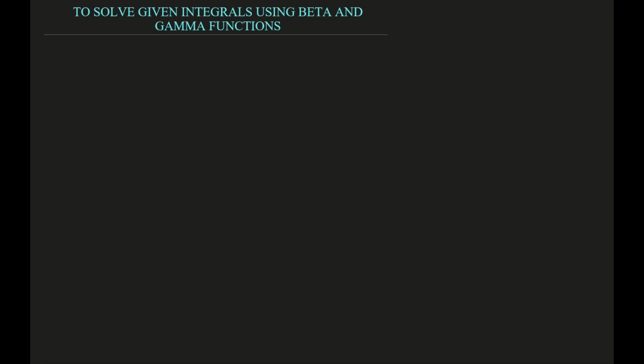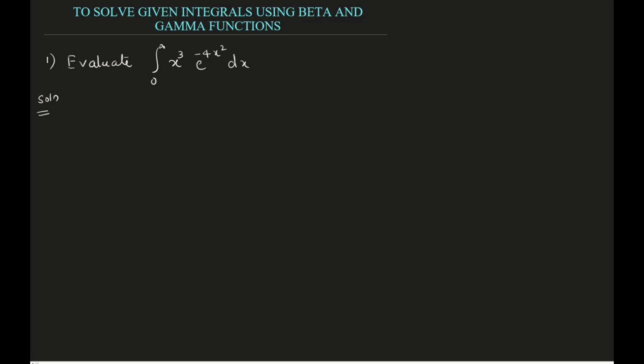To solve the integrals using your beta and gamma functions, and the standard results we have discussed in previous videos, we need to know how to use those formulas. Okay, first one, evaluate the integral from 0 to infinity x raised to 3 e raised to minus 4x square dx. Okay, they asked you to evaluate this.